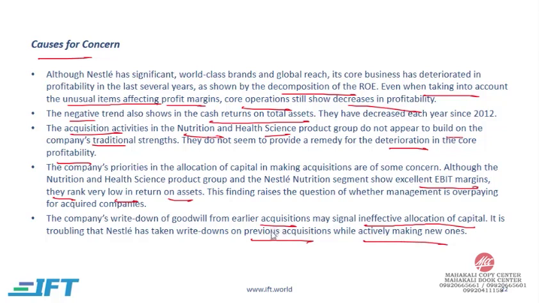So the point here is that when a company buys another company, the amount that it pays over the net fair value of assets is goodwill. If the acquired company is not performing very well, then what happens? Then the goodwill needs to be impaired. So when a company is impairing goodwill, that is implying that the company is not doing a very good job of running the acquired division. So that should be a cause for concern, especially given that Nestle's strategy is based on acquisitions.